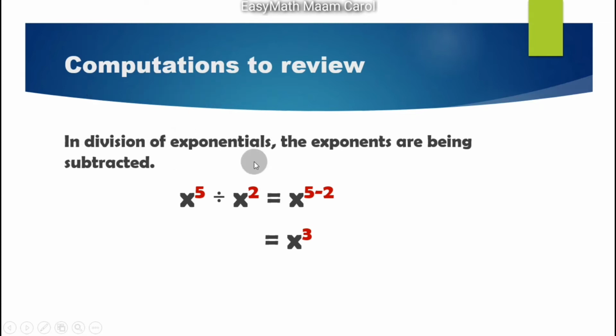In division of exponentials, the exponents are being subtracted. So, pag nag-divide tayo ng exponential, so yung x to the 5th power, exponential siya. I-divide natin siya ng x squared, another exponential. Ang technique lang doon ay i-minus nyo yung mga exponents. So, meron tayong x to the 5 minus 2. And the answer for that is x cubed. Kaya, yung x to the 5th divided by x squared, ang sagot doon ay x cubed. Minus lang yung exponent.